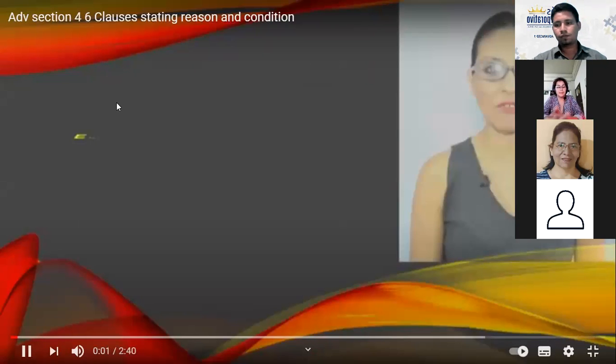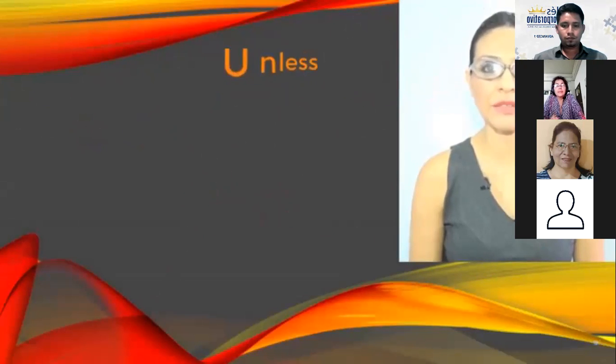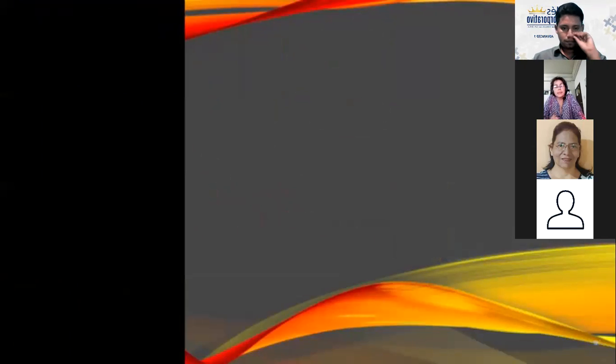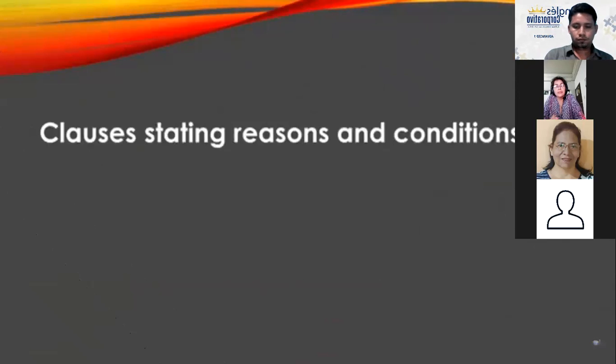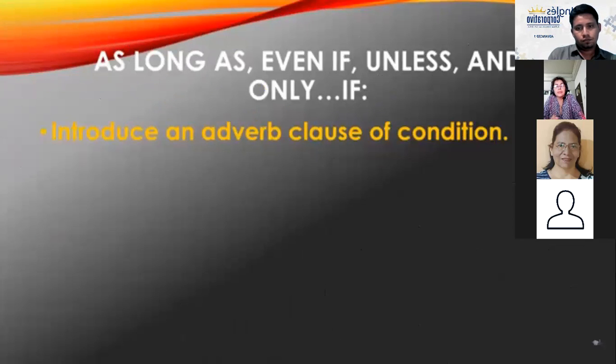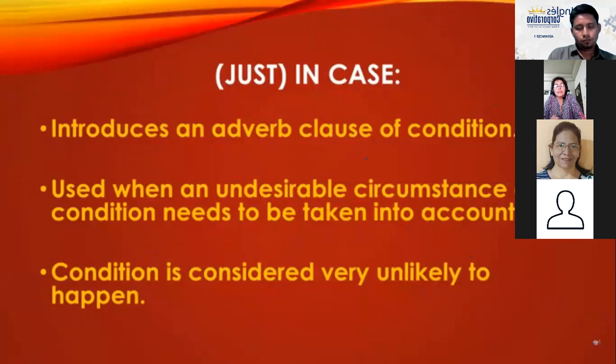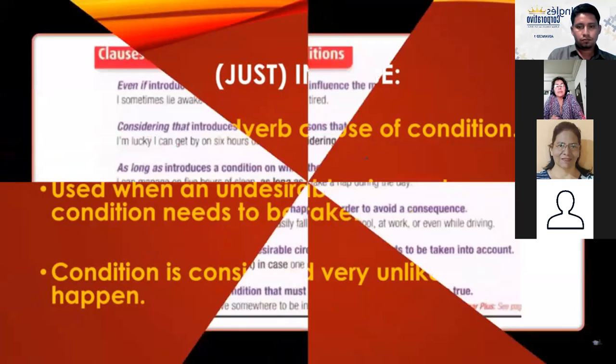Hello, even if, as long as, unless, are examples of clauses stating reasons and conditions. Stay with us for the explanation. Clauses stating reasons and conditions. I will group them for you in the following ways. Considering that introduces another clause of reason. As long as, even if, unless, and only if introduce another clause of condition. Just in case, or in case, also introduces another clause of condition. It is used when an undesirable circumstance or condition needs to be taken into account, but the condition is considered very unlikely to happen.